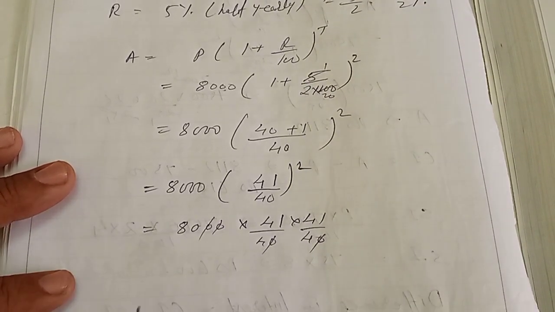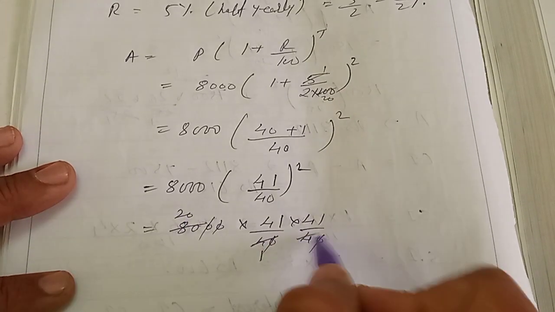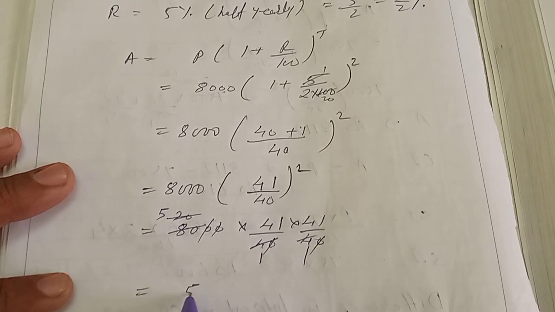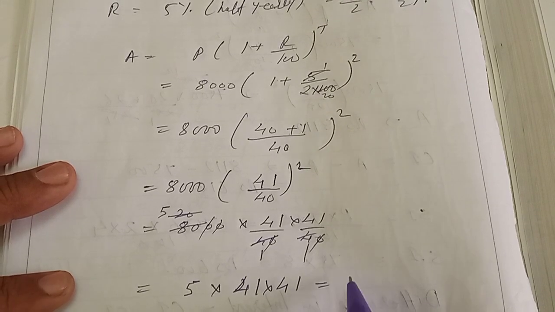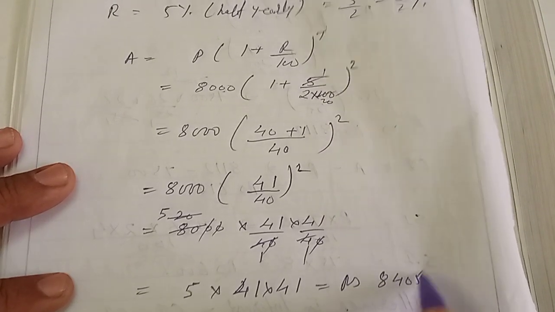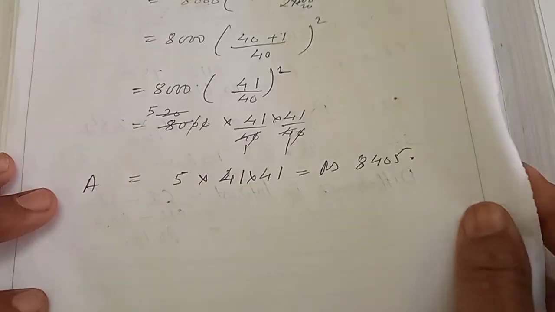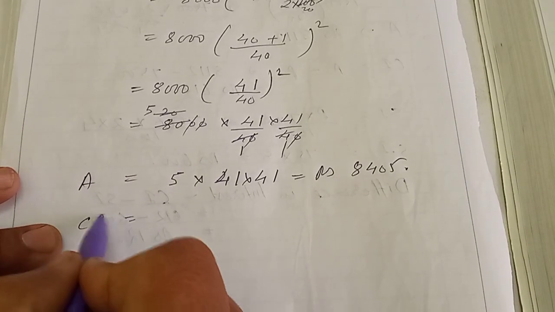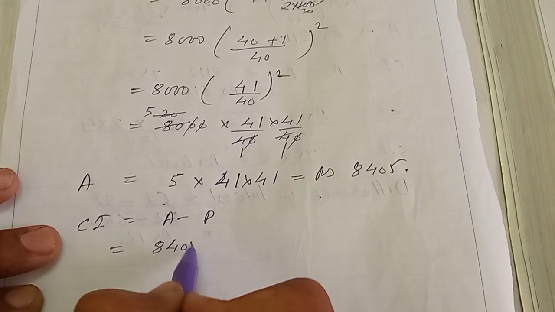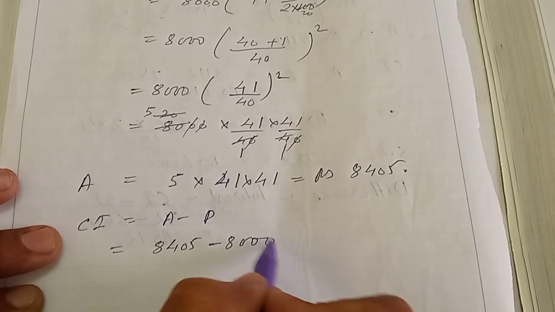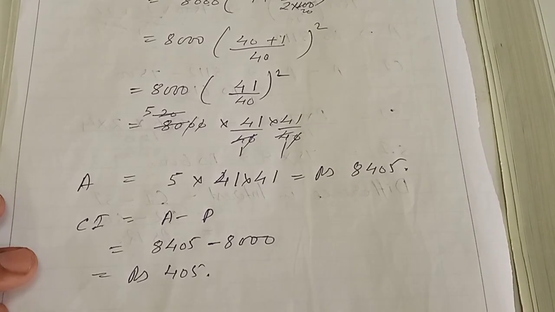Cancel this 0 0. Now with the table of 4. 4 1 is 4, 4 20 is 80, 4 1 is 4, 4 5 is 20. That means 5 into 41 into 41. That is rupees 8,405. That is the amount you got, rupees 8,405. Now you have to find compound interest. The formula of compound interest is amount minus principal. Amount you got 8,405 minus principal is 8,000. If you subtract, you will get rupees 405 as compound interest. Is it clear?